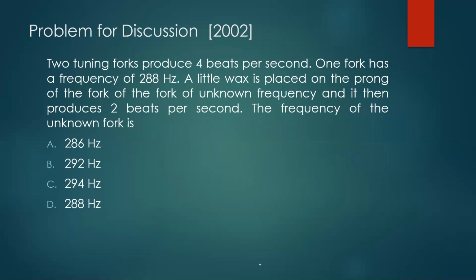Okay, so try to answer this. Two tuning forks produce 4 beats per second. Let's say one of them has a frequency of 288 hertz. Okay, so that means the other one, because there are 4 beats per second, it could be, let's say, 292 hertz or 284 hertz. So if you put a little wax, you are making the tines of the tuning fork heavy.